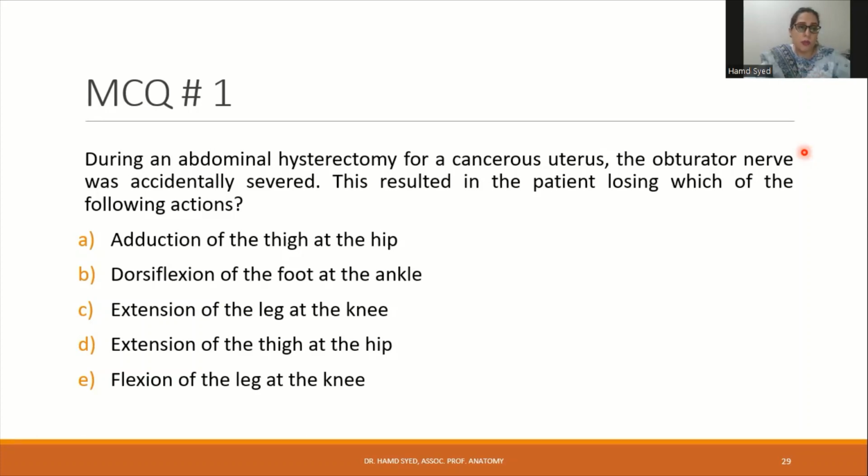Now, here's an MCQ for you, and I expect that the answer should be quite straightforward. During an abdominal hysterectomy for a cancerous uterus, the obturator nerve was accidentally severed. This resulted in the patient losing which of the following actions? So here you've got the list of the options in front of you. If the obturator nerve is severed, which of the following actions do you think would be lost? We know that the obturator nerve is supplying the muscles in the medial compartment of the thigh, which are the adductors of the thigh at the hip joint. So option A is the correct answer. This is the action which would be lost.